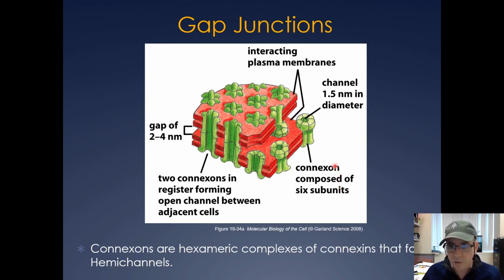The gap junctions are made by these things called connexons. Here they are. There's a total of 6 of them. They form this hexameric complex, and then they come from cell to cell. So if you look right here, you see 2 connexons form this pore that small molecules can fit through.